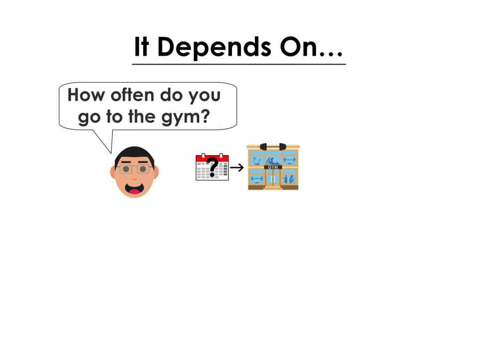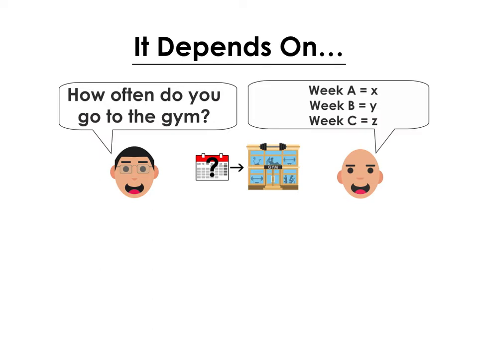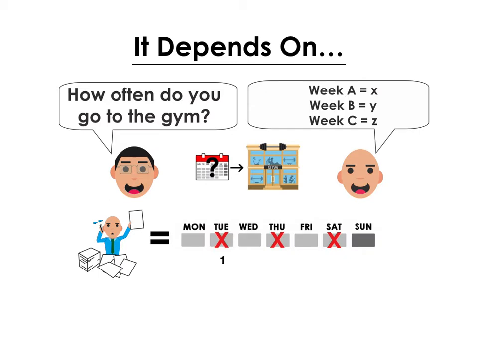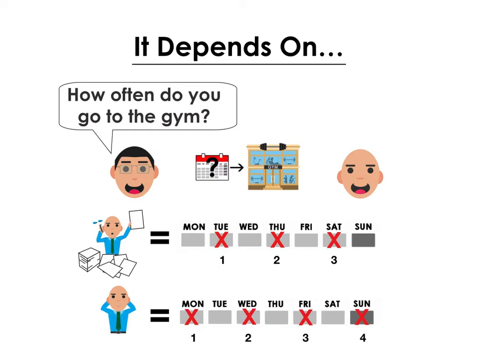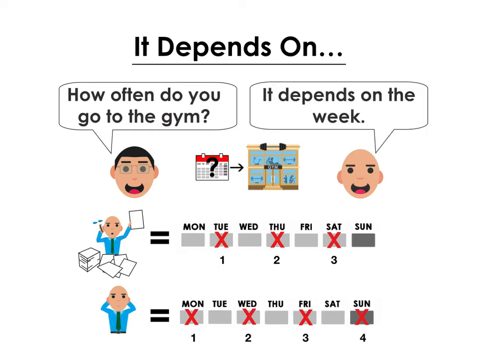So, in the conversation, Tuan asked, "How often do you go to the gym?" Well, the answer to the question is different each week. On a busy week, maybe I go to the gym 3 times. And on a not so busy week, maybe I go to the gym 4 times. So my answer was, it depends on the week. Each week is different depending on the situation.